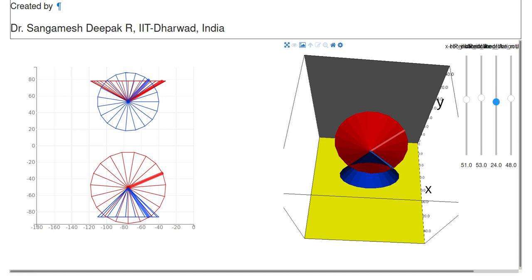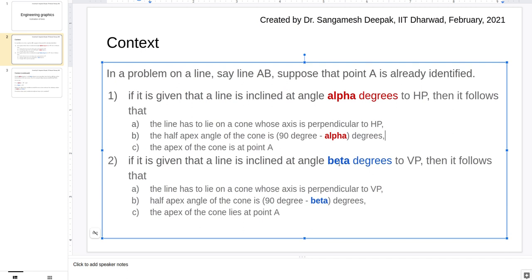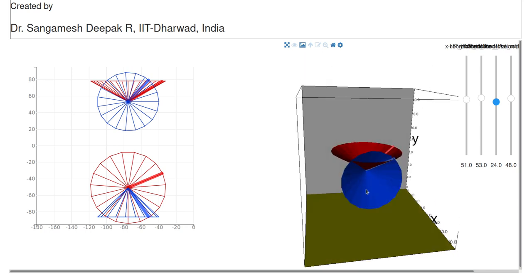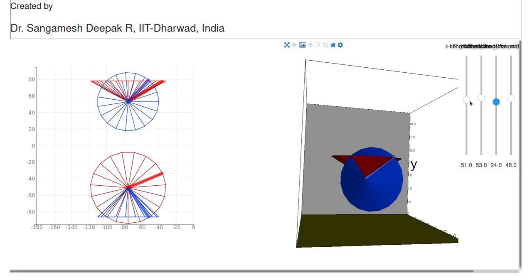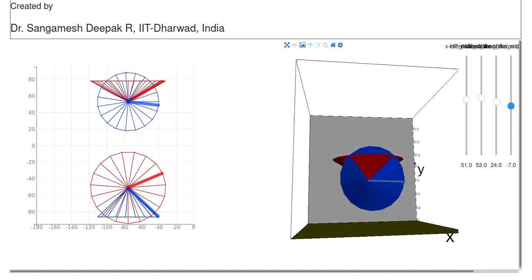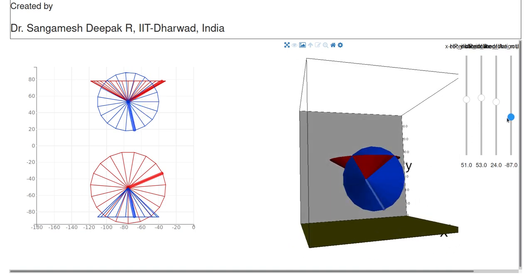So we will move on to the next condition. The line is also inclined at an angle of beta to VP. Then again, if you collect all the lines which have one point at A and have an inclination of beta with VP, the collection of all those lines again would form a cone, and that is shown as a blue cone here. If you pick out any line on this blue cone, any of these slant lines would make an angle of beta with the VP. Again, right now we don't know which line to pick.